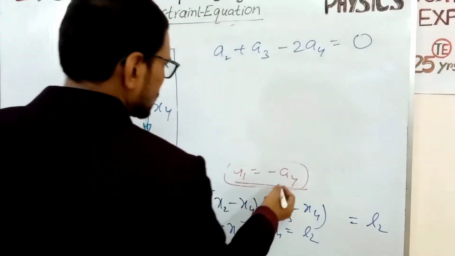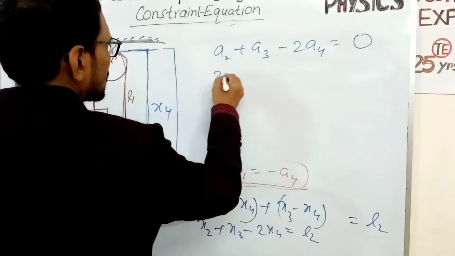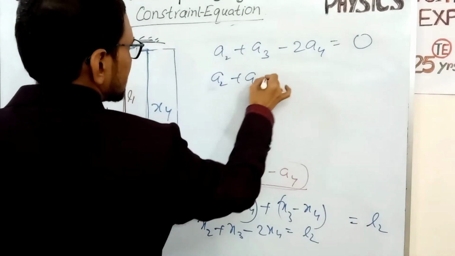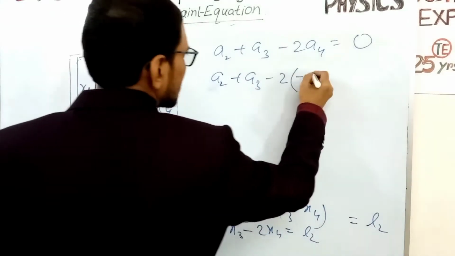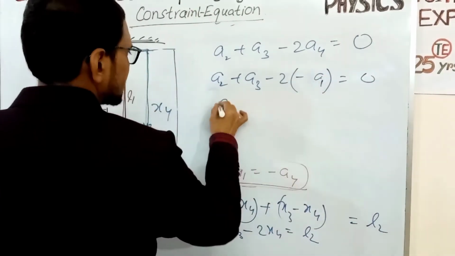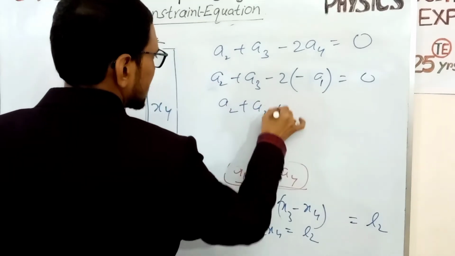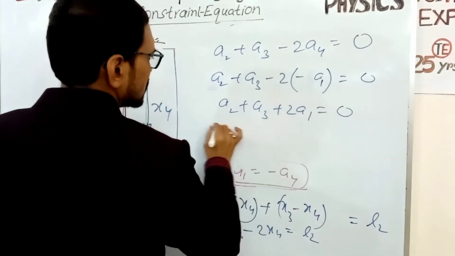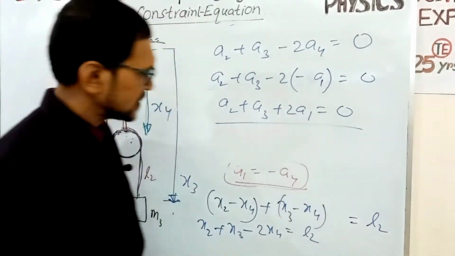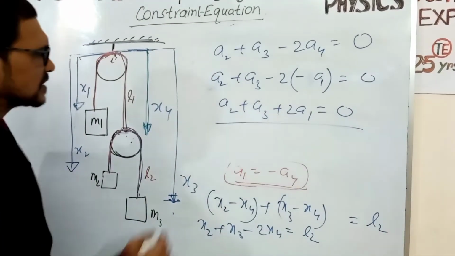Now a4 equal to minus a1. So we get a2 plus a3 minus 2 of a4, equal to minus a1, equal to 0. That is a2 plus a3 plus 2a1 equal to 0. This is the constraint equation.